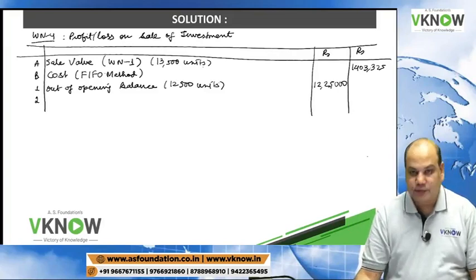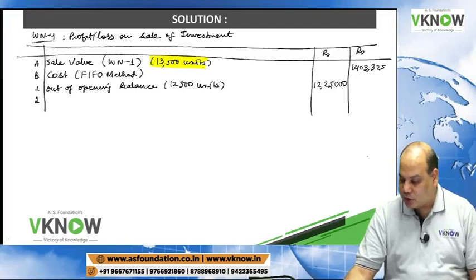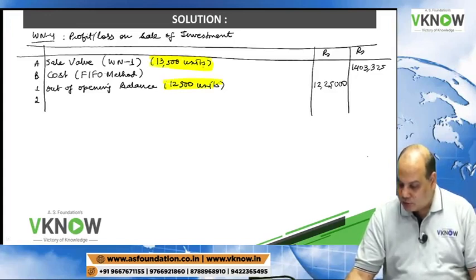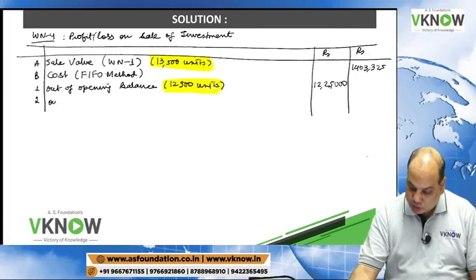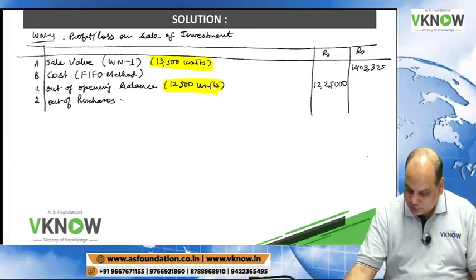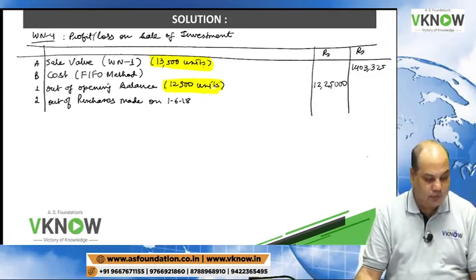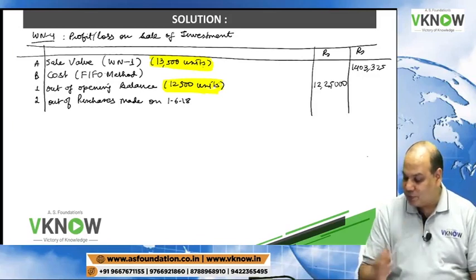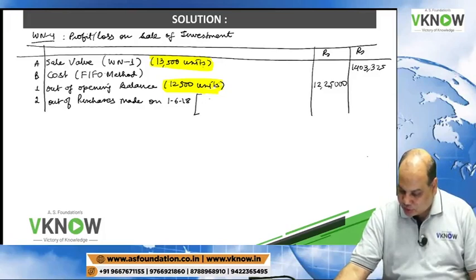But this is not enough. We have sold 13,500 units. We need to sell also 12,500 plus 1,000 is shortfall. So that I will sell out of purchases made on 1/6/18. So you have to do the proportionate calculation.